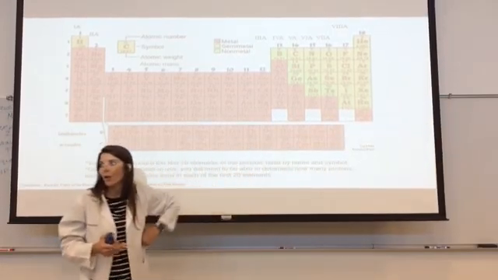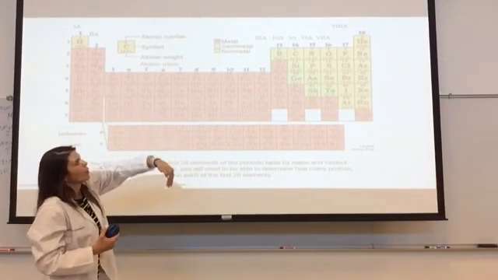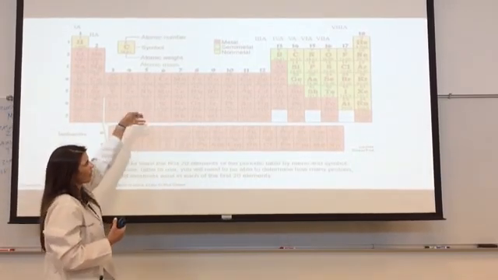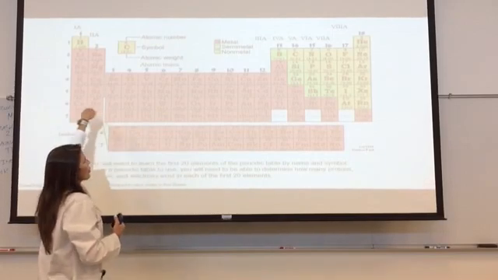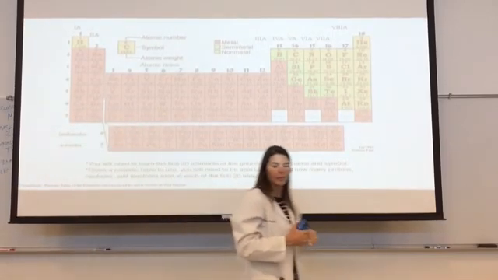Okay? So that's what that is. Groups have Roman numerals, families don't, and they're going vertically. Those are the columns. The rows are periods when you reference them.